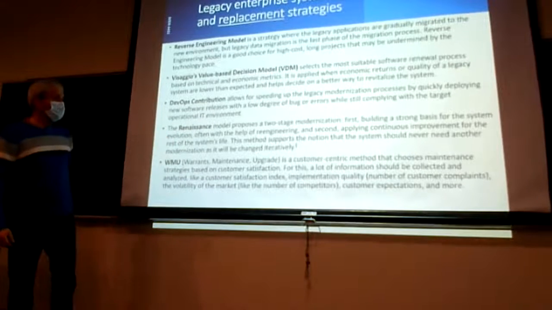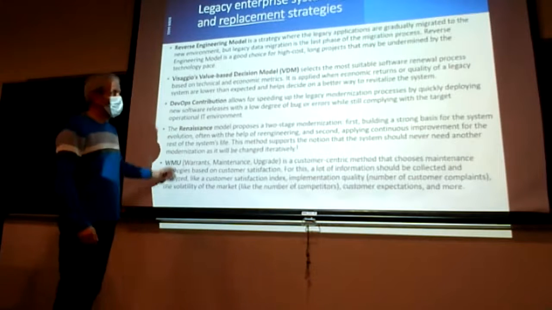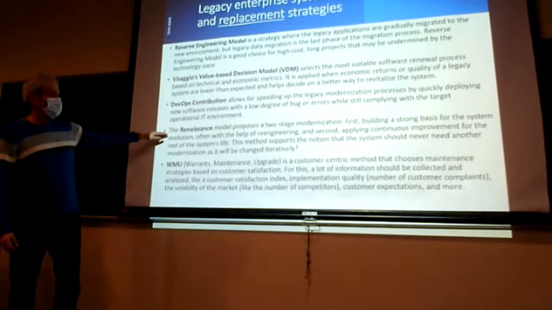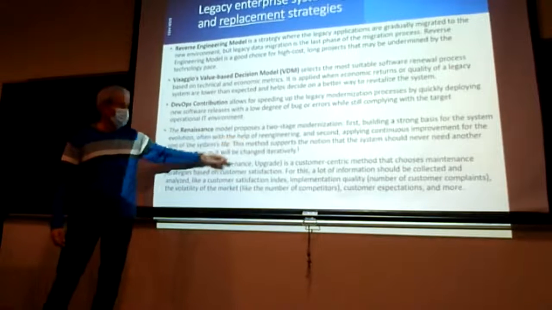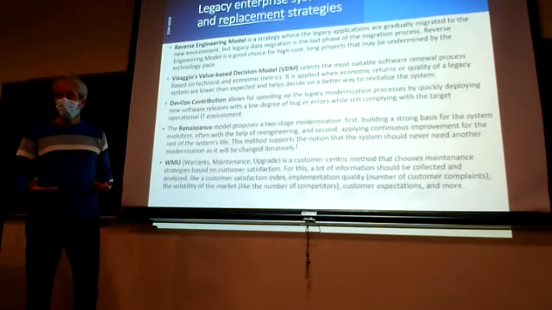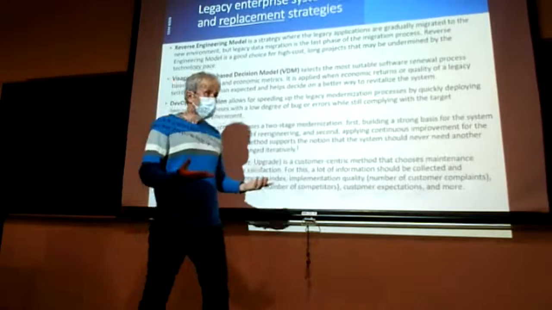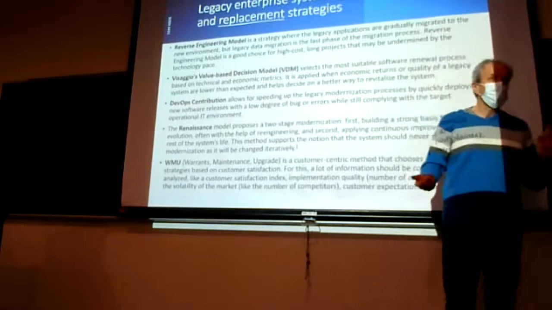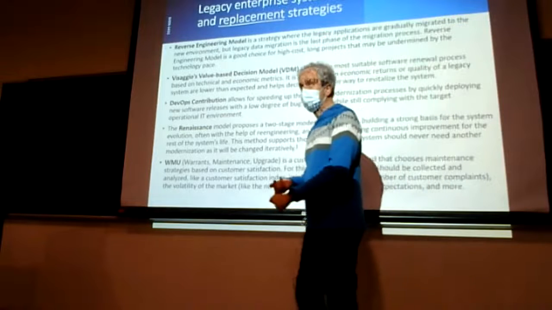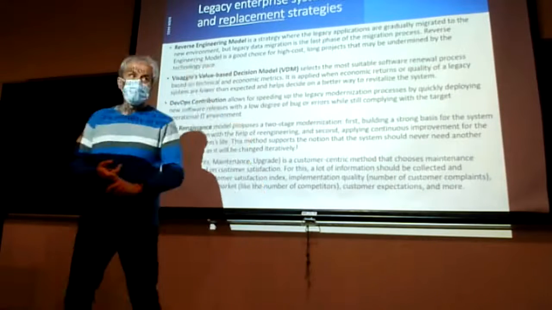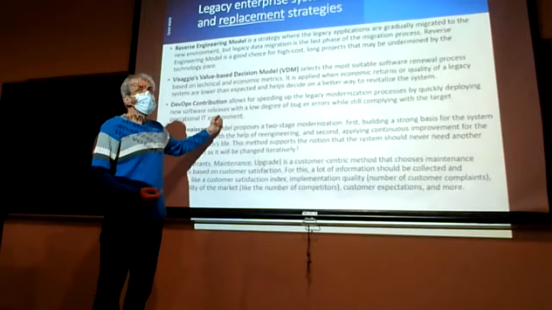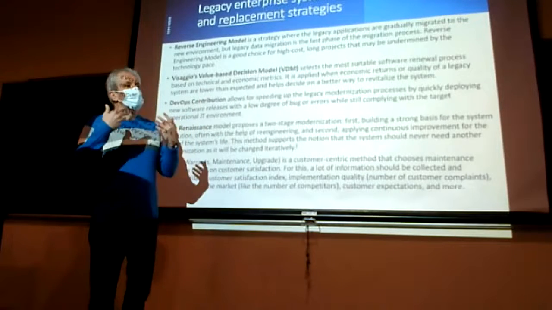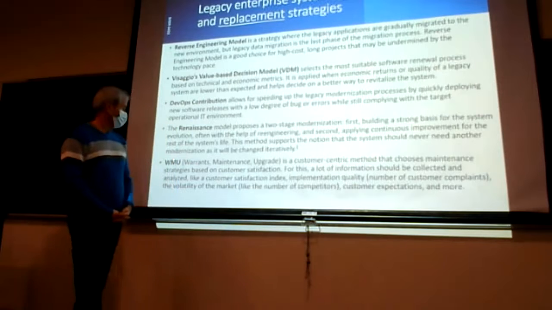The Renaissance model is a two-stage process. So first, building a strong base for the system evolution, often with re-engineering, and second, apply continuous improvement. So with a Renaissance, we clean it up as much as we can, reduce technical debt, do refactorings, clean up your structure, redocument, and then use the new renovated system for continuous maintenance.